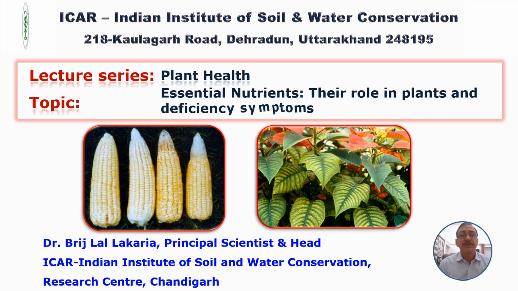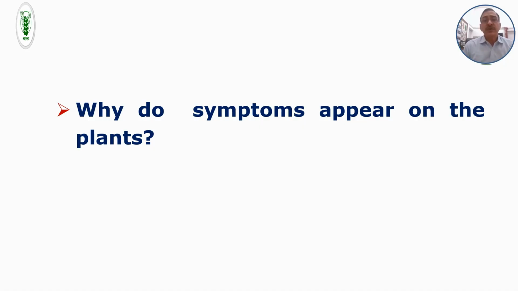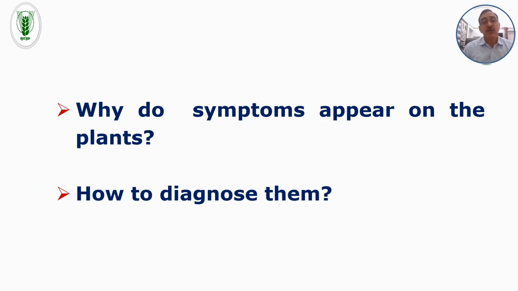Hi everyone, I shall be taking a session on essential nutrients. What is their role in the plant, and what are the deficiency symptoms they exhibit when they are deficient in soil and plants? Why do symptoms appear on the plants? This is one question. Secondly, how to diagnose them.